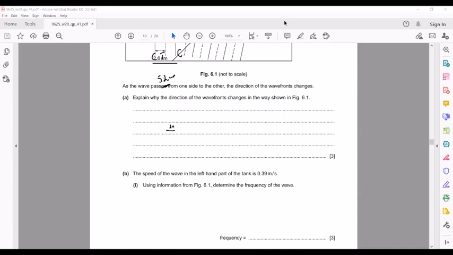But speed is given in meter per second. So v is 0.39. The wavelength is 5.2 centimeter, but I should have the same unit, so it should be divided by 100 to get meters, so 0.052 meter. Then we get the frequency, which is the ratio between speed and wavelength. What is the answer for the frequency? That will be 7.5 hertz.